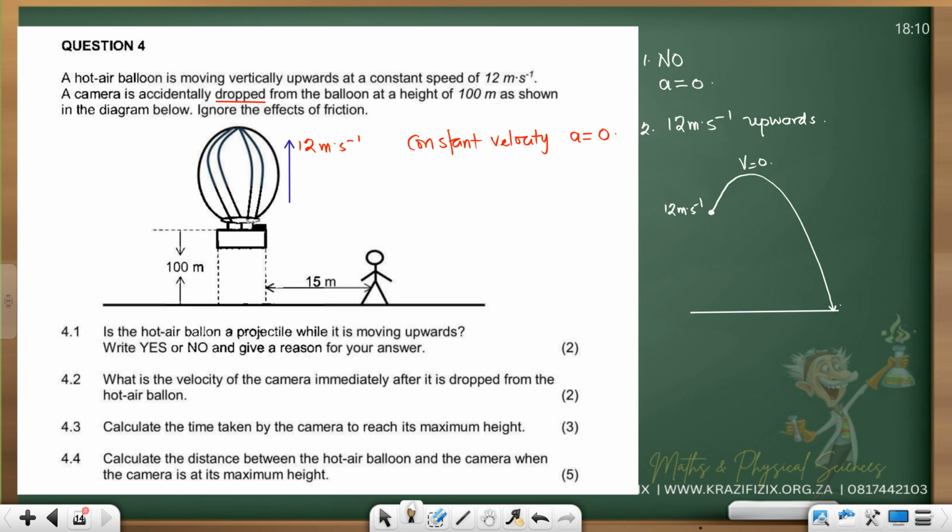Michelle, okay, you are still fine. You can say gravity is not the only force, but you must tell us the other force. The hot air balloon has an applied force acting on it. All right. Calculate the time taken to reach its max.